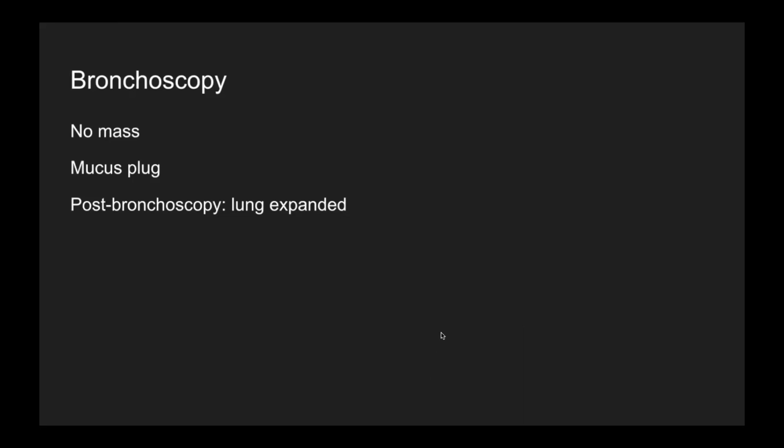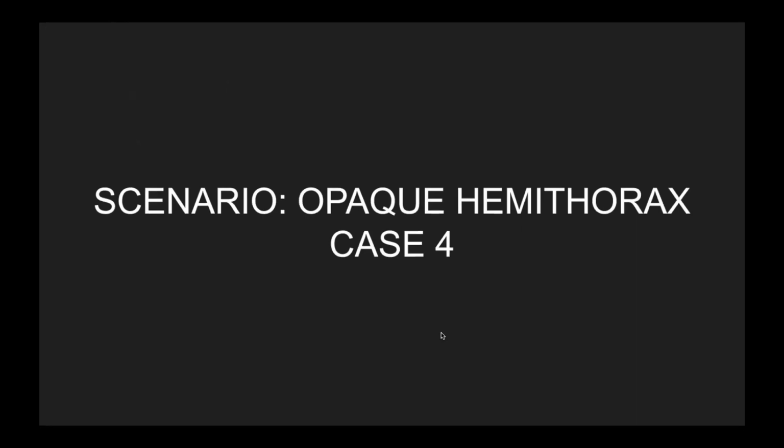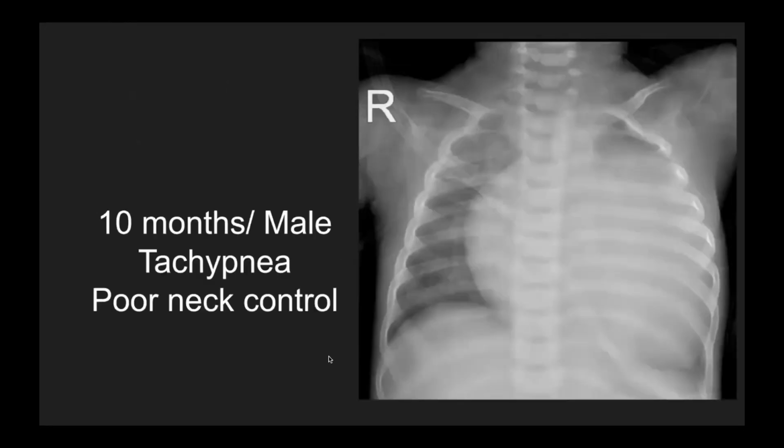Now to our fourth opaque hemithorax. It's up to you whether you call it an opaque hemithorax or not, but it looks like an opaque hemithorax. Yet again, a very small kid, a 10-month-old boy who had tachypnea, was visibly distressed, and had poor neck control.